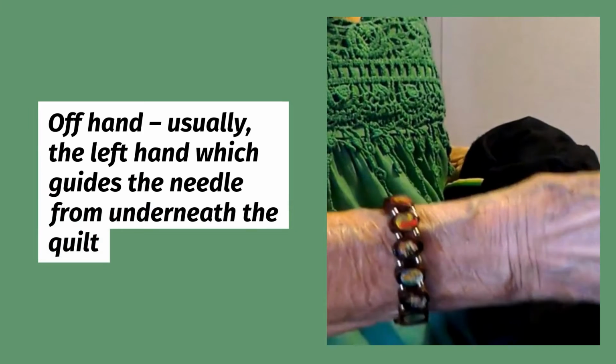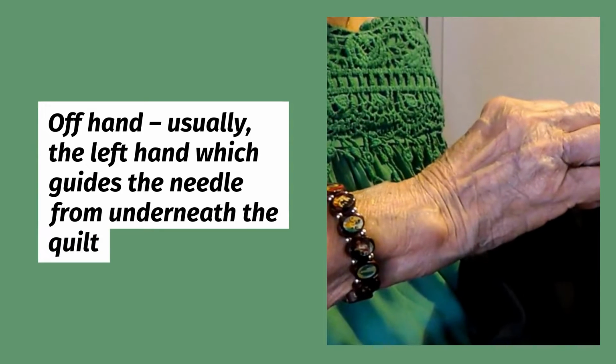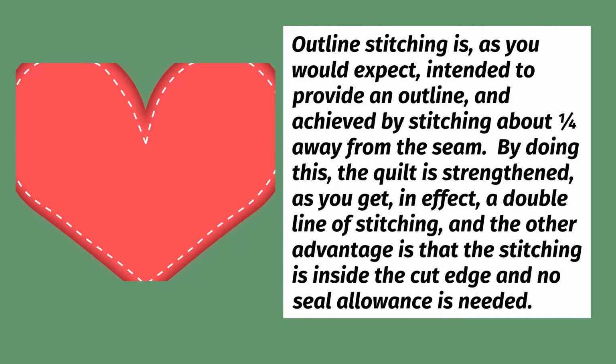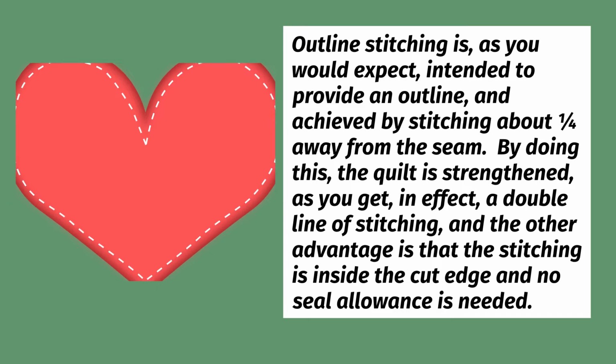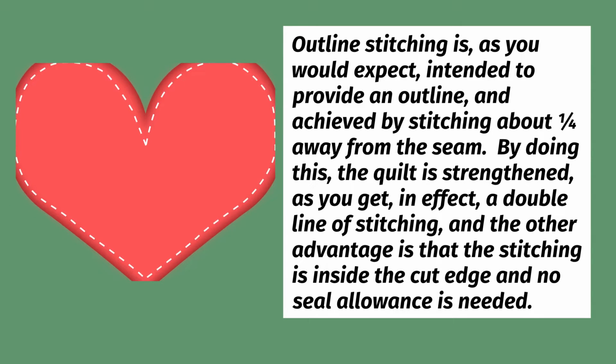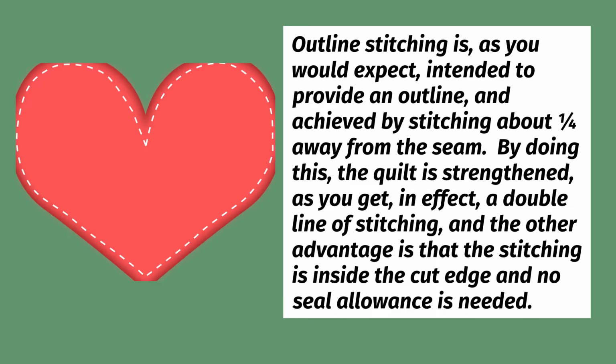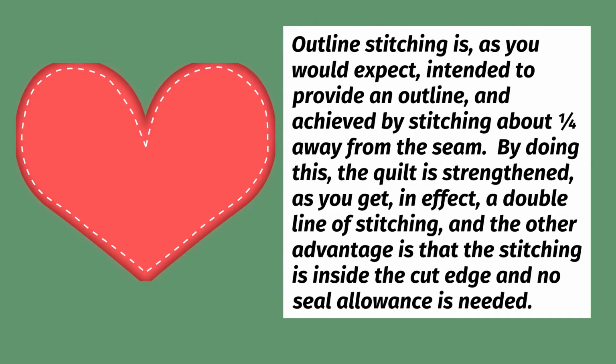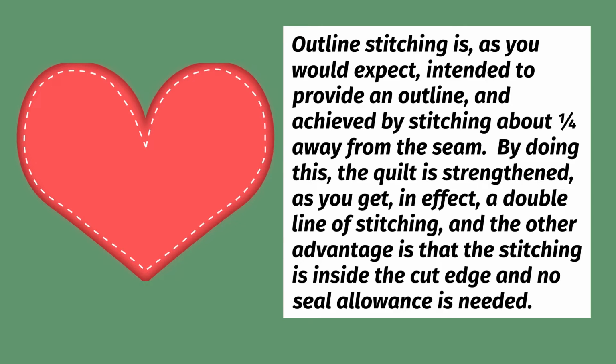Offhand, usually the left hand, which guides the needle from underneath the quilt. Outline stitching is, as you would expect, intended to provide an outline, and achieved by stitching about 1/4 inch away from the seam. By doing this, the quilt is strengthened, as you get, in effect, a double line of stitching, and the other advantage is that the stitching is inside the cut edge and no seam allowance is needed.